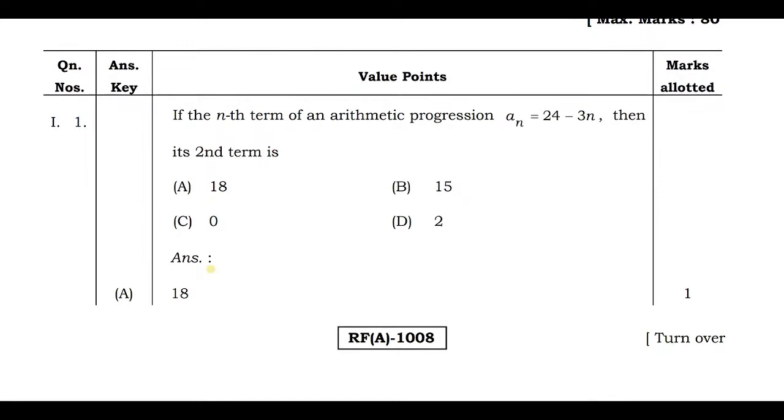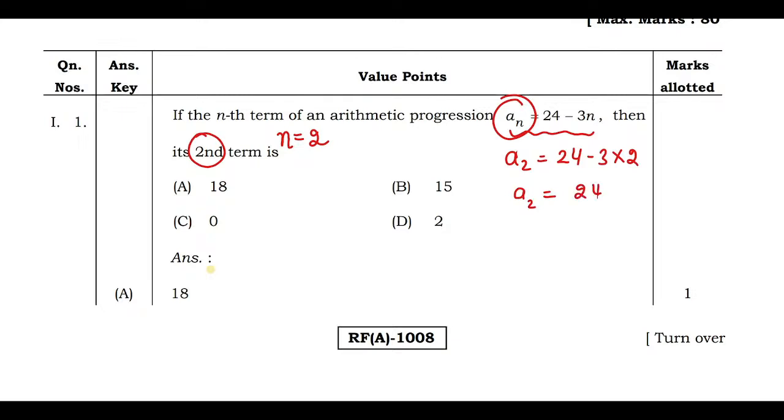The nth term of an arithmetic progression is an equals 24 minus 3n. Then the second term is, so if you need to find out the second term, replace n by 2. So a2 equals 24 minus 3 into 2. What you get? a2 equals 24 minus 3 2s are 6. a2 equals 24 minus 6 is 18. Therefore the correct answer is option A. Dear students, you might have observed there have been many questions based on finding the term based on the nth term.